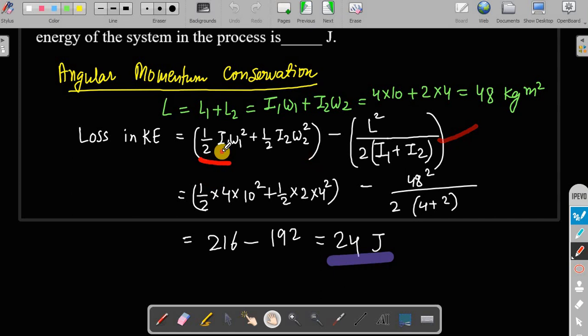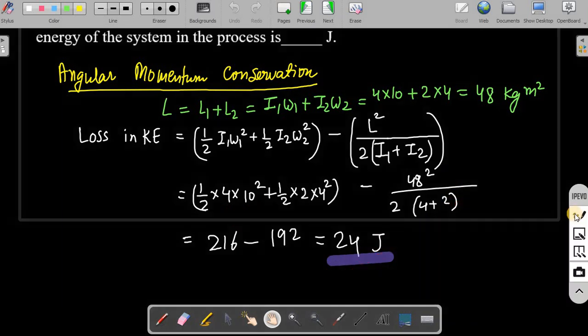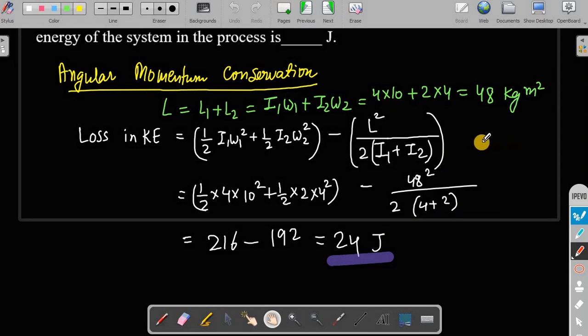So initial kinetic energy is half I1 omega 1 square plus half I2 omega 2 square, minus final. Final we can just write in terms of angular momentum, L square by 2I. Now it's a combined system, so I is I1 plus I2. Let us substitute the values, and once you substitute and calculate, you will get 24 joule. This is how you may also calculate the final omega and final I.